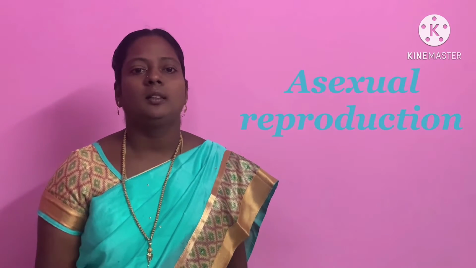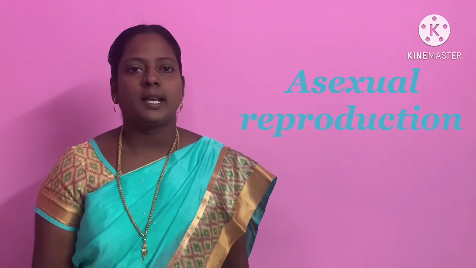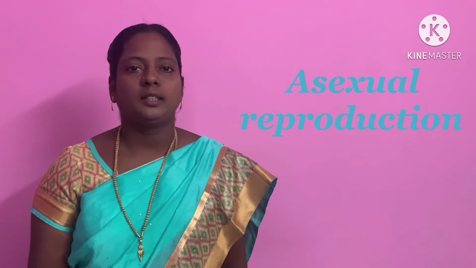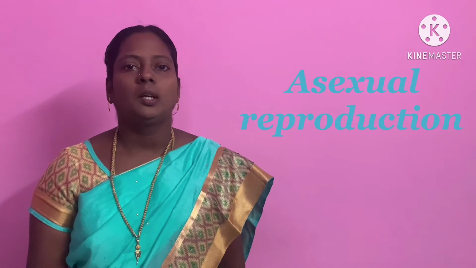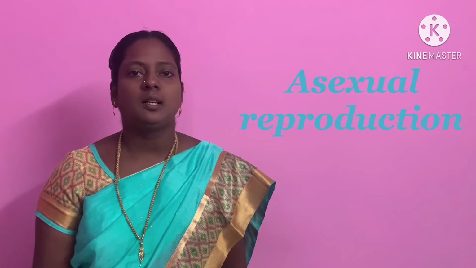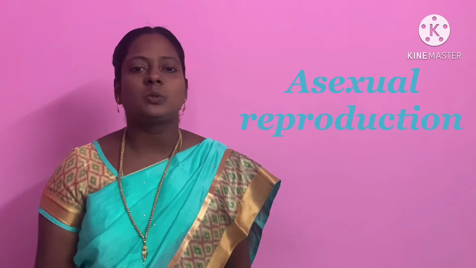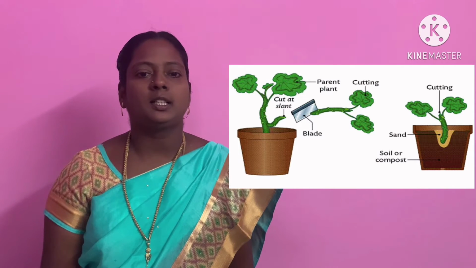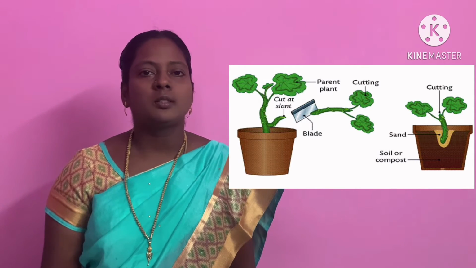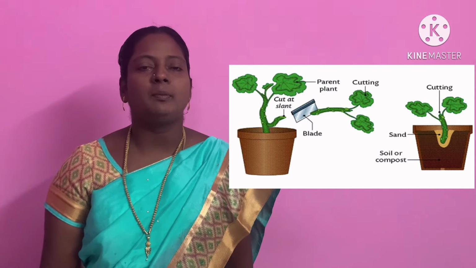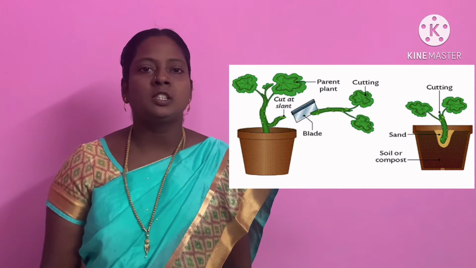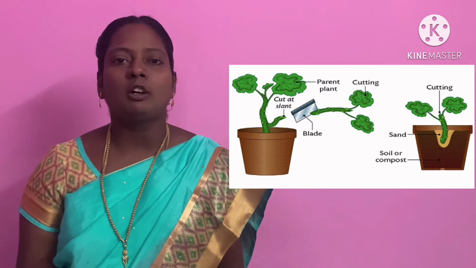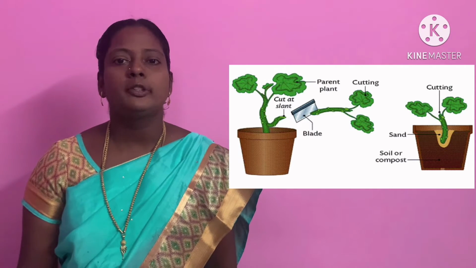Asexual reproduction. A-S-E-X-U-A-L. Asexual reproduction. R-E-P-R-O-D-U-C-T-I-O-N. Asexual reproduction produces plants that are genetically identical to the parent plant because no mixing of male and female gametes takes place. Vegetative reproduction results in new plant individuals without the protection of seeds or spores.